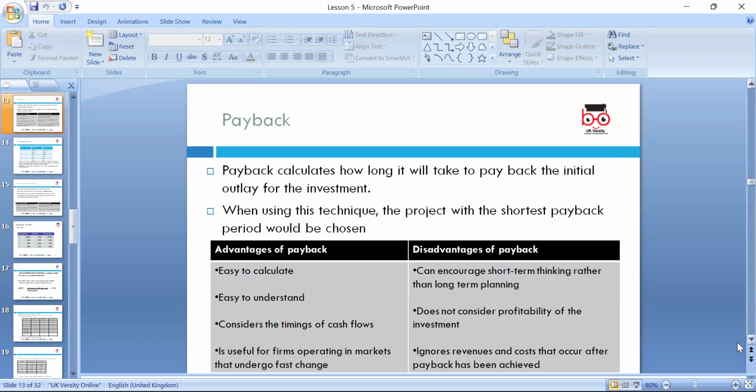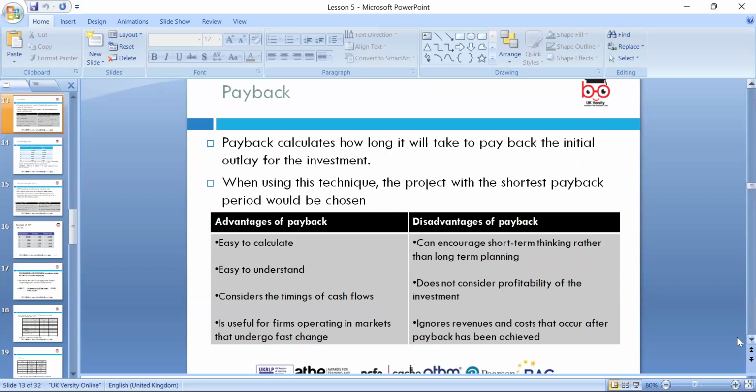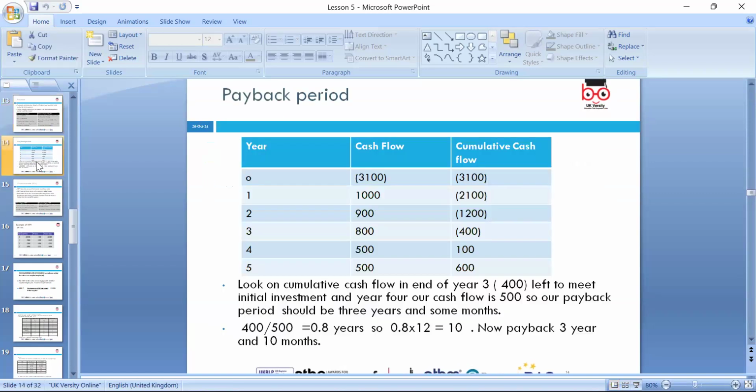Payback period is very useful, and it considers the timing of the cash flow, which is useful for a firm operating in a market that has undergone change. The disadvantage is that it can encourage short-term thinking rather than long-term planning, does not consider the profitability of the investment, and ignores the revenue. So that's the problem with payback.